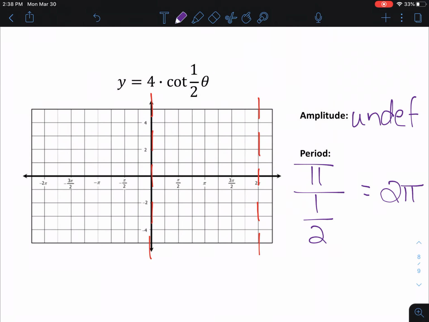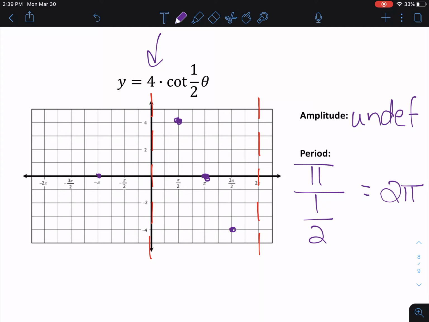I know halfway in between this, cotangent is at 0. So halfway between 0 and 2 pi would be pi. And then halfway in between that 0 and that dot, I should be at 1, usually for cotangent, but this has been multiplied by 4, so I'm going to be up here at 4 at pi over 2 radians. And then by the same token over here at 3 pi over 2 radians, I'd be at -4. And that would be one graph right there. And now I just repeat that on the other side.